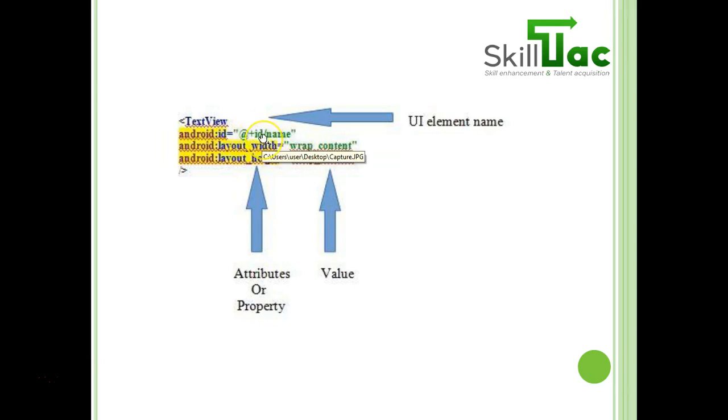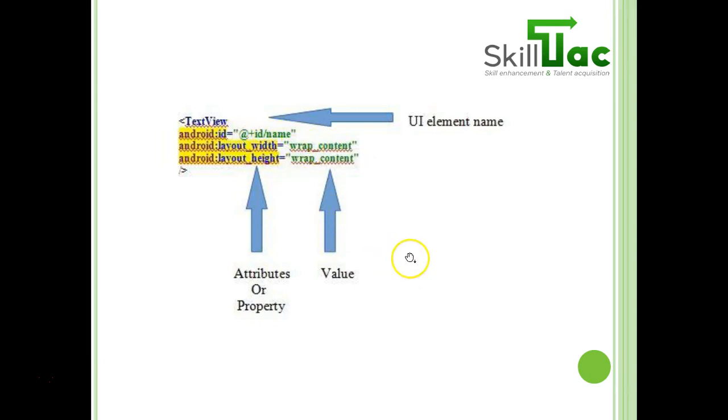The IDs are also of two types, but currently we'll only talk about one type because the second type we are not using currently. Like I said, this ID attribute needs to be declared only when there is a need for using it in the Java class. If we do not require its use in the Java class, then we don't need to declare an ID. Only when we need to use the ID attribute in the Java class do we need to define it.